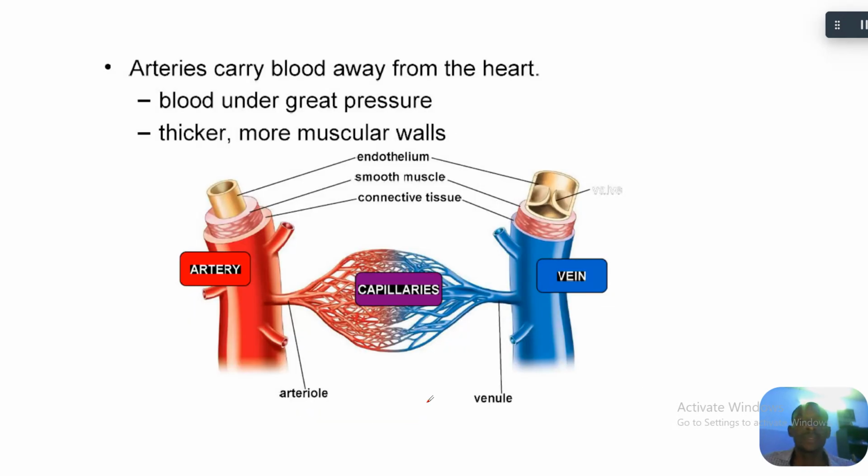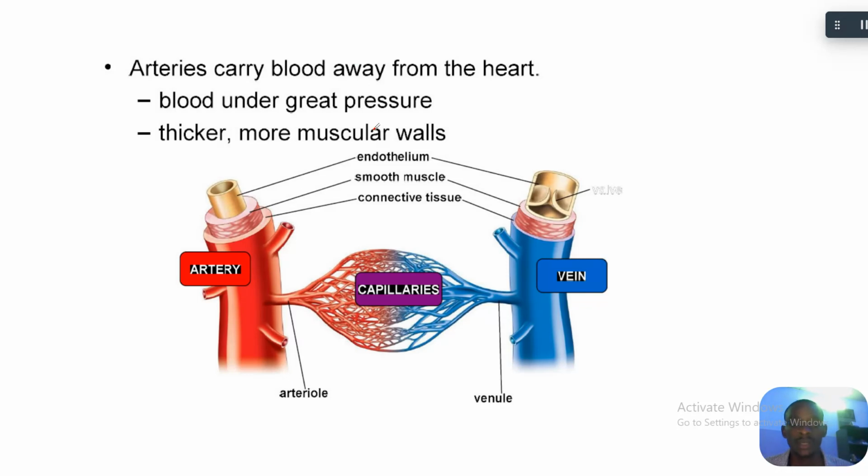Now, let's see a diagram of the artery. Arteries carry blood away from the heart, and blood is under great pressure. They always generalize that arteries carry blood away from the heart because there's only one exception, and that's the pulmonary artery. If you have hundreds of arteries in the body and they do the same thing except one, most of the time you will just say that all of them do the thing. Then to be specific, you say except.